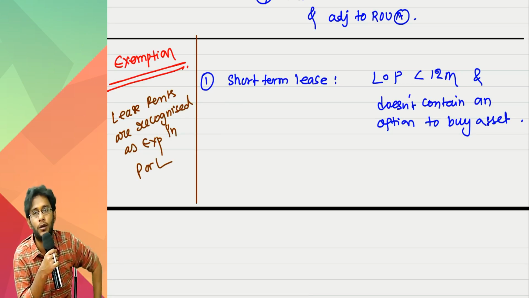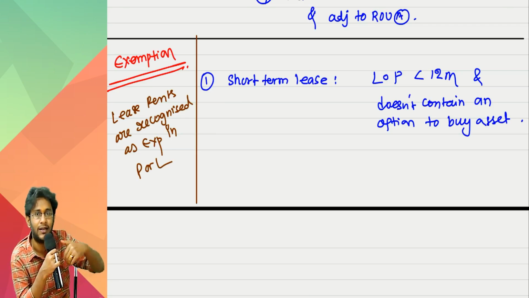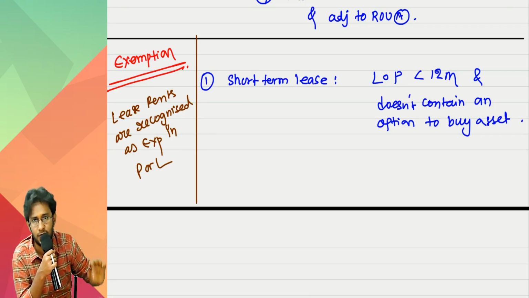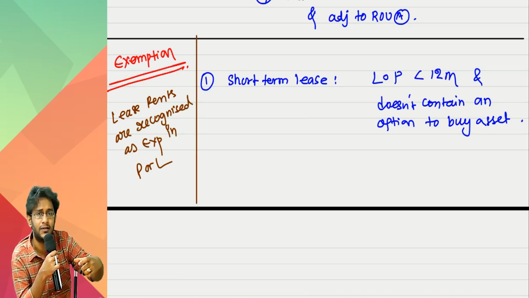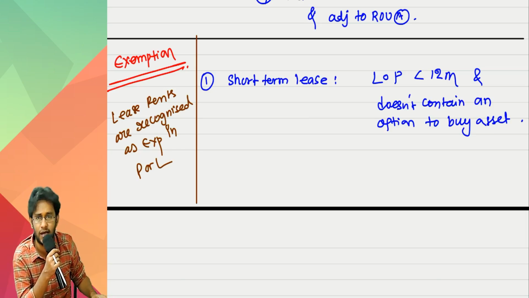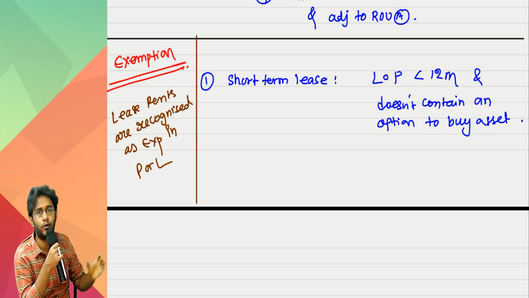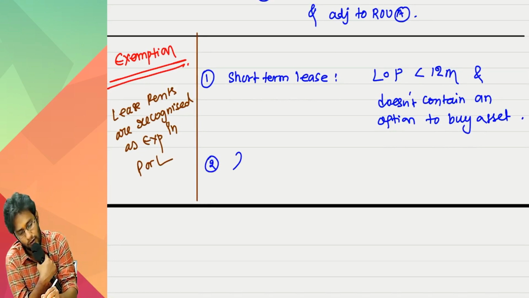Suppose I have taken a property on lease somewhere around September. It will end next year, September starting. So this 1 year lease is spread across 2 accounting periods. Therefore in the balance sheet a small difference can come, but this is an exemption. If you want to claim, you can claim here. The other one is lease of low value items.